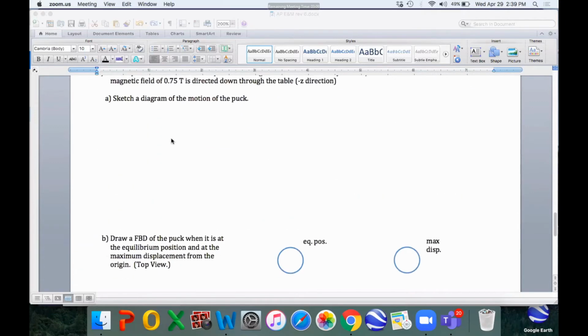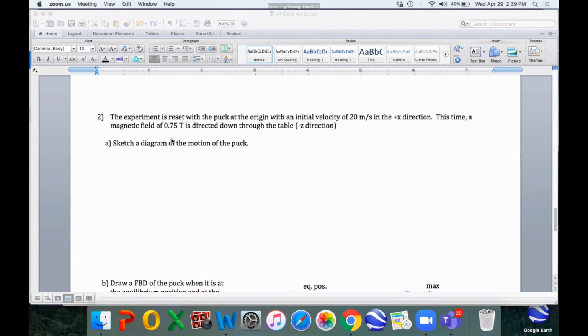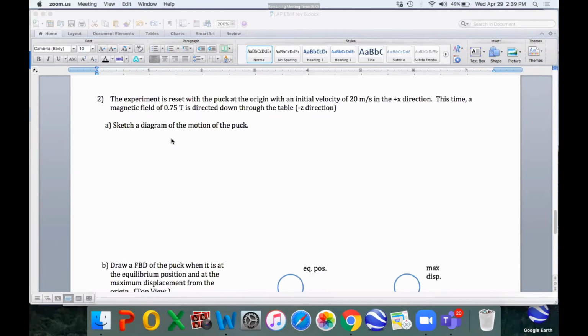Now, this is the part where I think we're going to have to just think a little bit here. I don't want to just have everybody call out what's going to happen. The experiment is reset with the puck at the origin with an initial velocity of 20 meters per second in the x direction. This time, a magnetic field of 0.75 Tesla is directed down through the table. Holy smokes, what did Goodman do?